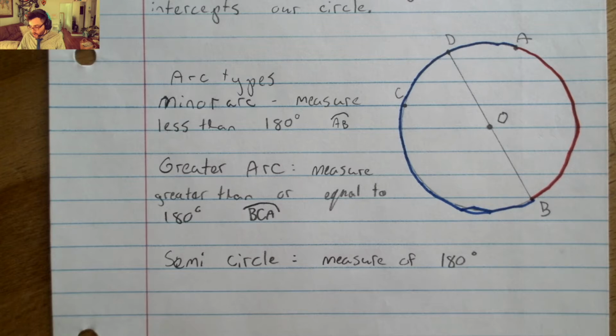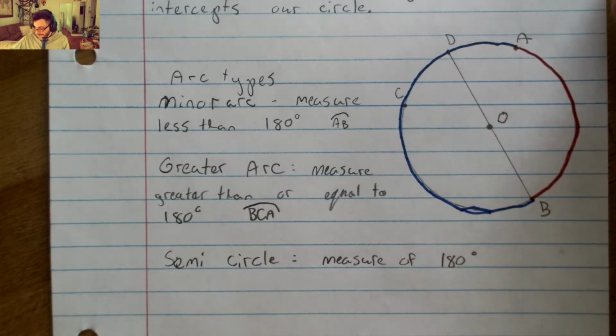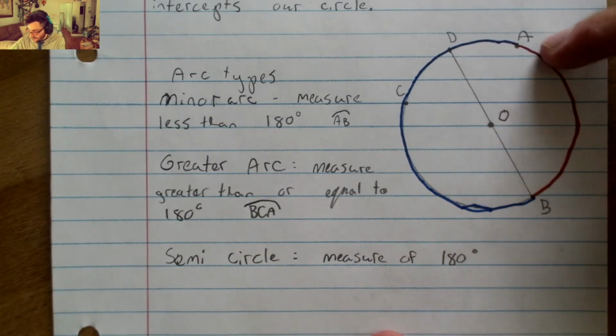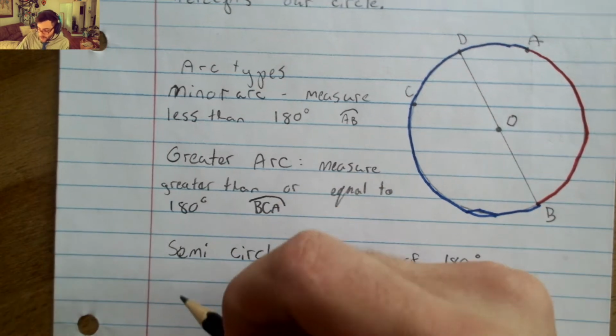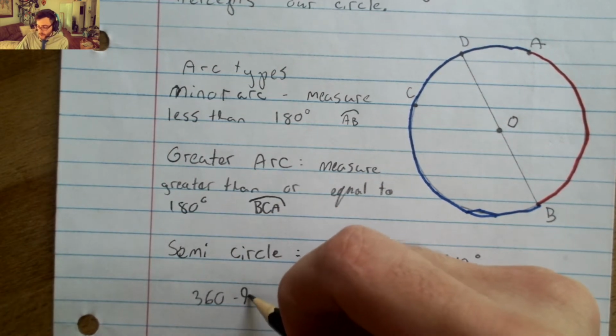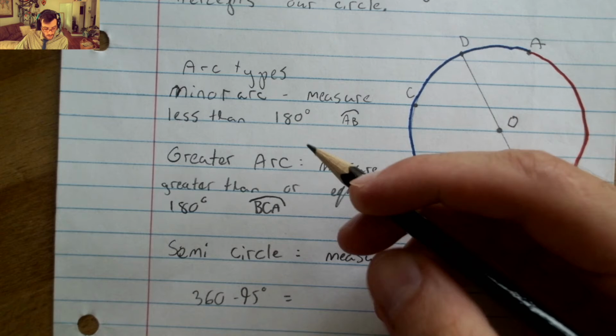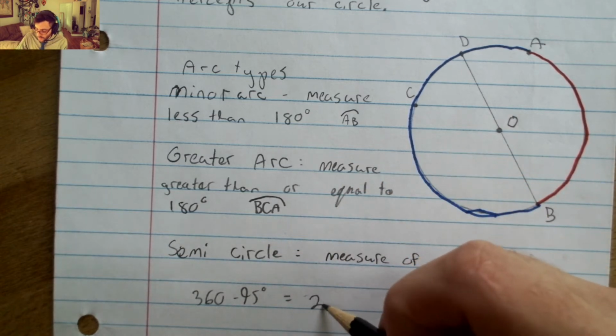All right, so question here for you. If you're going to have an arc, say AB is equivalent to 95 degrees, what is going to be the value of arc BCA? In this case, we're going to just basically take 360 degrees. We're going to subtract 95 from it, and we're going to have left a value of 265.